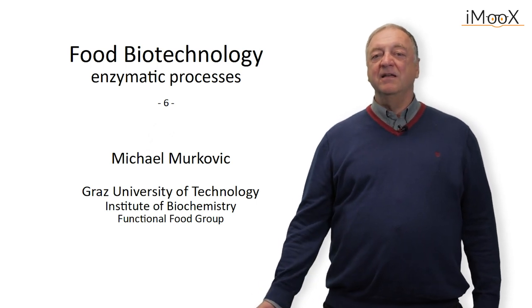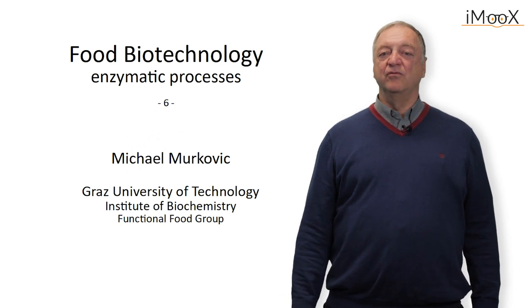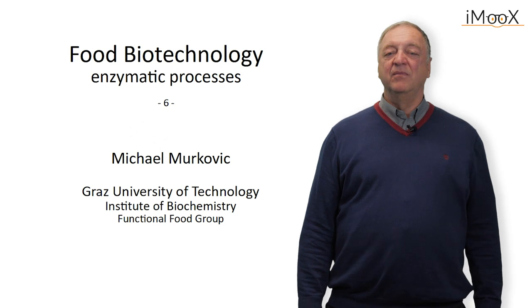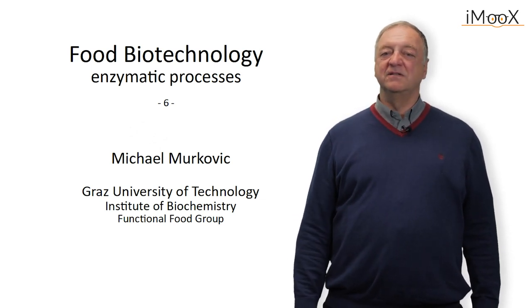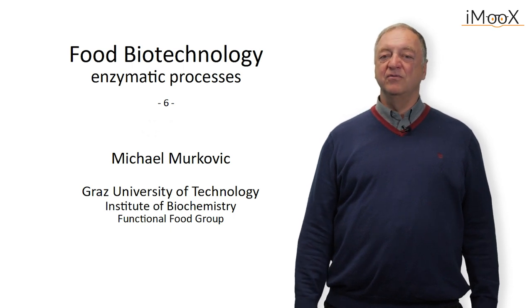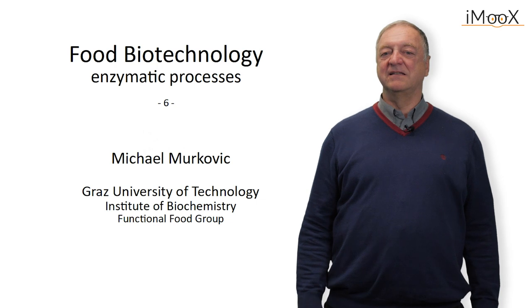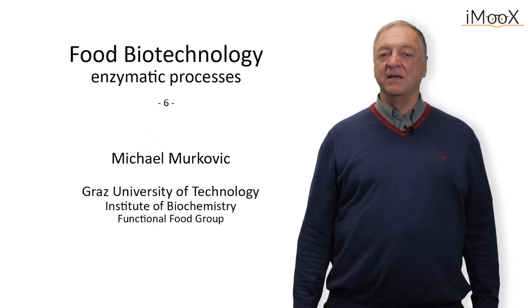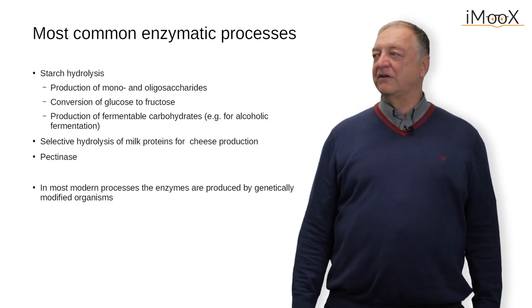In the beginning, I was talking about microorganisms that were transforming food, and this time we will talk about the enzymatic processes. We have a huge variation in enzymatic processes. Dozens of enzymes can be used for food manufacturing, and I will pick out a few of these enzymes and talk more in detail about the ones used for big processes that are very common in food manufacturing.